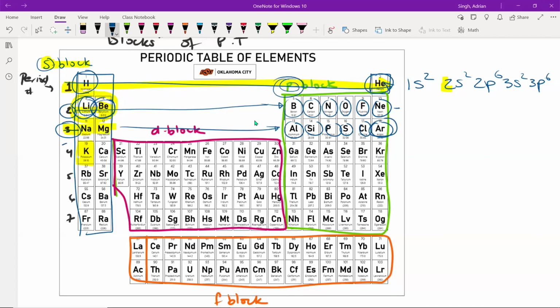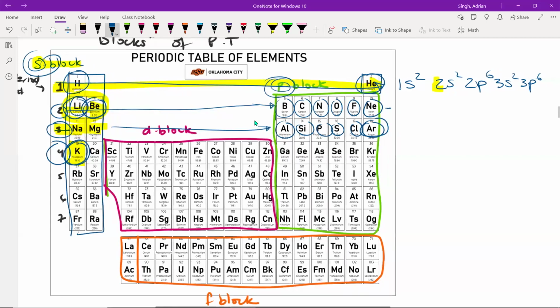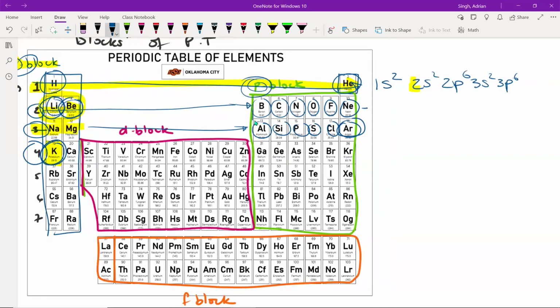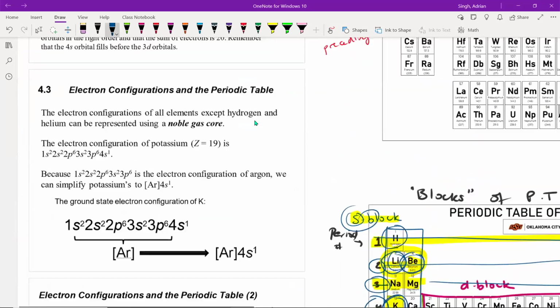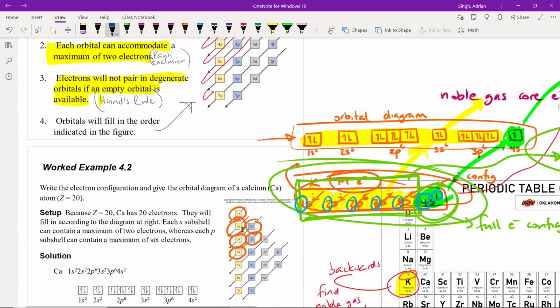And then I'm in the fourth row, S block. Potassium is the first element. So then I end up with fourth row, S block, first element. That's potassium. Same electron configuration as using the Christmas tree diagram up here.